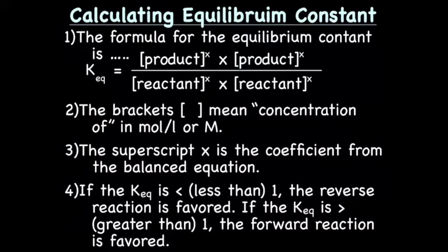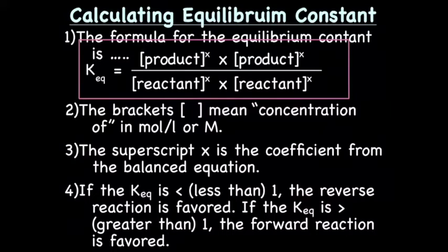The formula for the equilibrium constant is KEQ equals the bracket of product to the x times the bracket of product to the x, divided by the bracket of reactant to the x times the bracket of reactant to the x. First of all, you do need to know this. Make sure you know this. The brackets mean concentration of. So if we were to really read this, it would be KEQ equals the concentration of product to the x times the concentration of product to the x, divided by the concentration of reactant to the x times the concentration of reactant to the x.